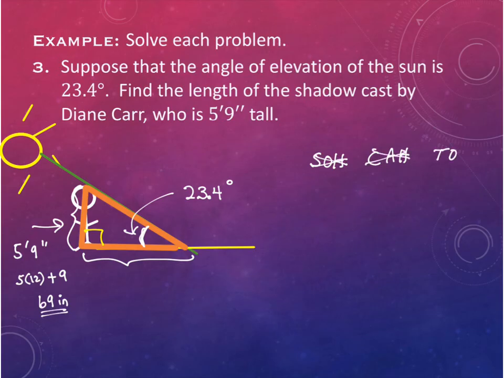We don't know anything about the hypotenuse. Tangent's the one that we want here because tangent is opposite and adjacent. And we do have the opposite from the angle, which is her height, and the adjacent to the angle, which is the shadow we're looking for. So we're going to use tangent on this one. So this is tangent of the angle measure given, 23.4 degrees. And then the opposite is her height, that we said is 69 inches, over the unknown. We'll just call it x for the length of the shadow.